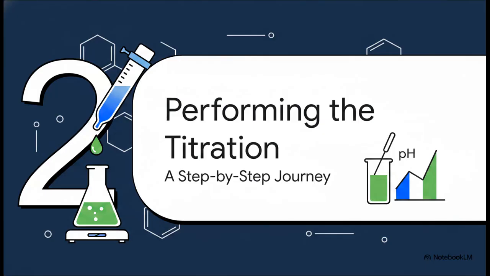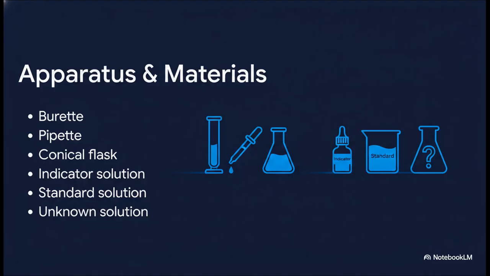All right, we've got the theory down pat. Let's switch gears and get practical. It's time to walk through how you actually do one of these experiments in the lab, step by step. First things first, let's get our gear together. You're going to need a burette, which lets you add liquids very precisely, a pipette to measure out your unknown solution perfectly, a conical flask for the reaction to happen in, your chemical indicator, your standard solution, the one you know everything about, and of course, the unknown solution you're investigating.